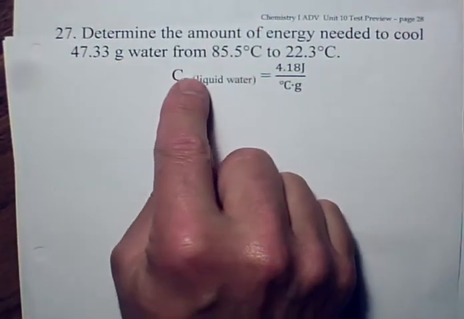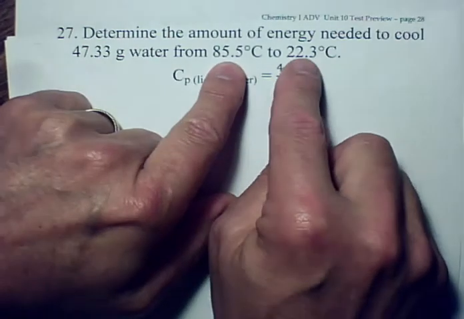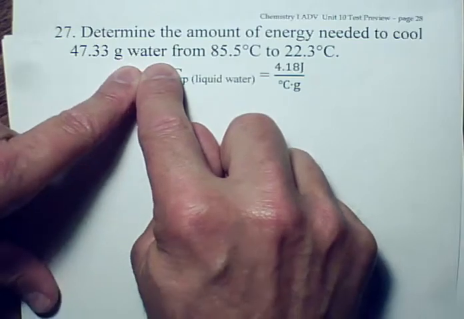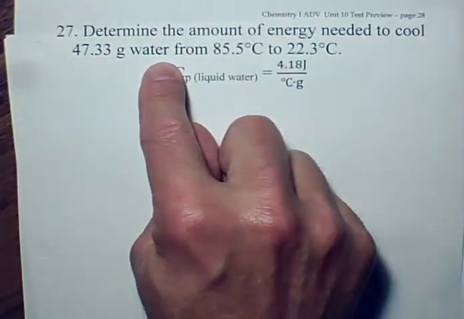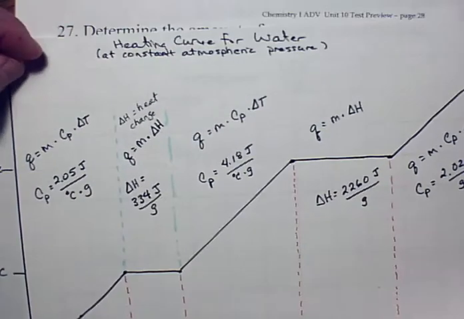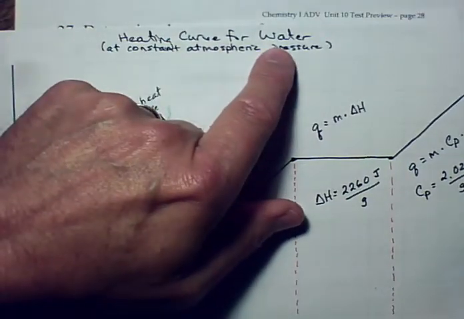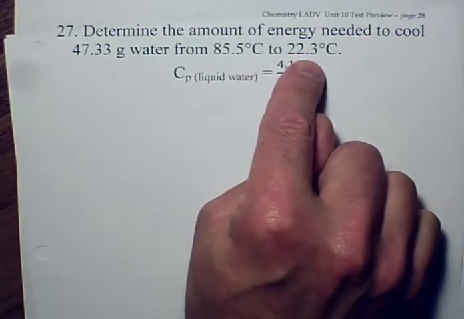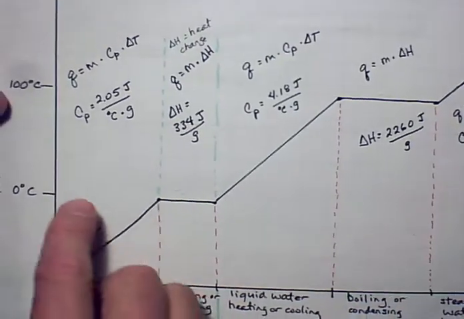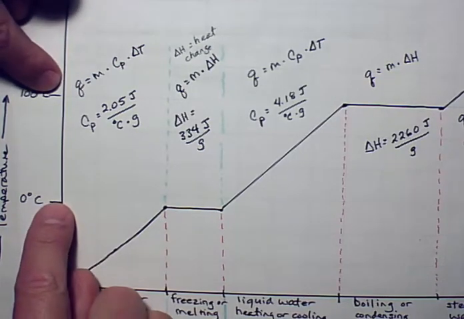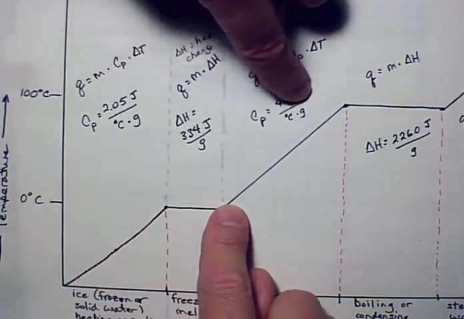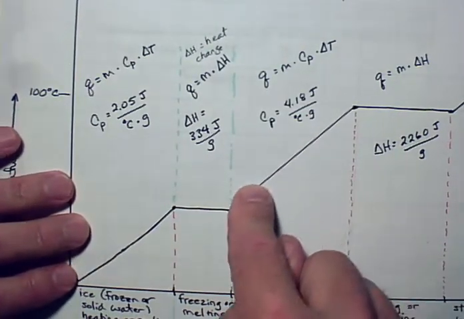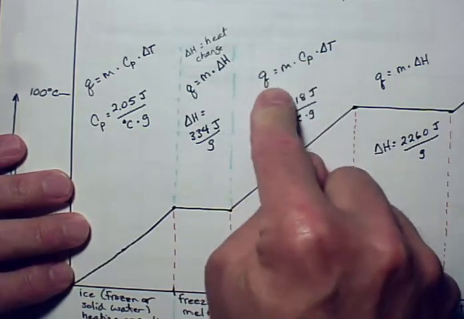So if we have a problem like this, we're going to look first of all at the species we're looking at. Water's what we're dealing with here, and this heating curve graph is for water. Then we look at the temperature range from 85 to 22. That's between here and here, so it must be this part of the curve right here. So this is the range we're talking about, and this is the equation we're talking about.